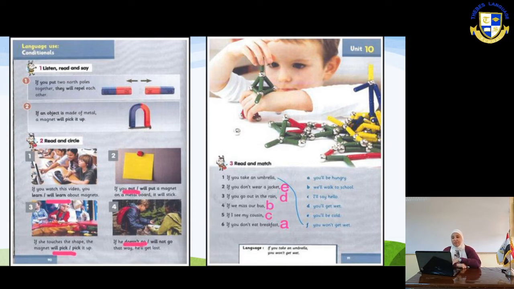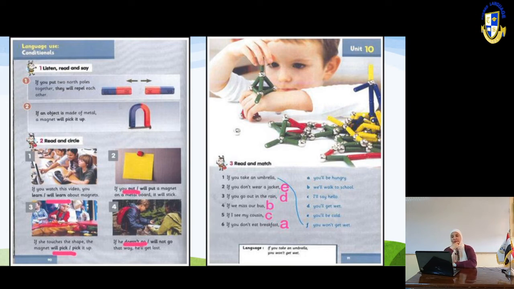Here in number 2, read and circle. If you watch this video, you will learn about magnets. Of course, we are going to choose will learn, right? This is the second part, because we have if you watch. This is if plus present simple. The next part should be the future simple using will and verb stem.